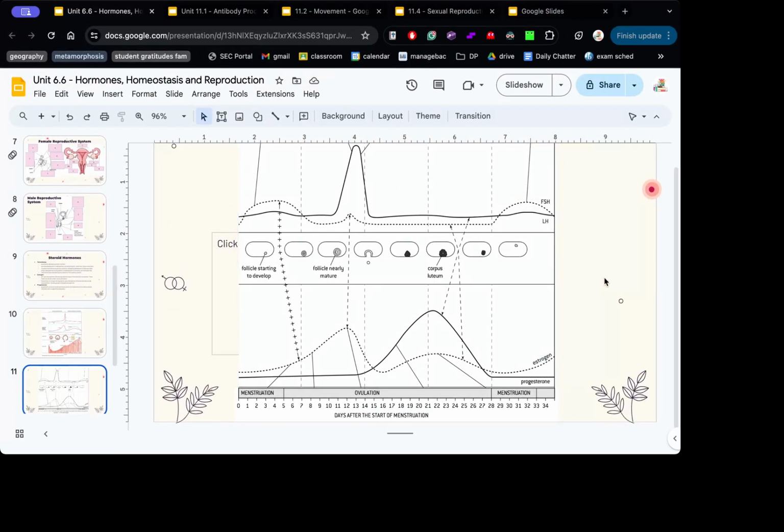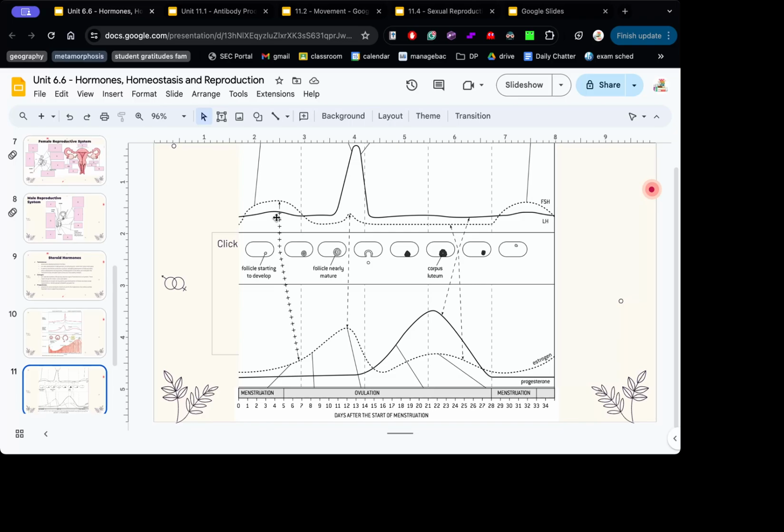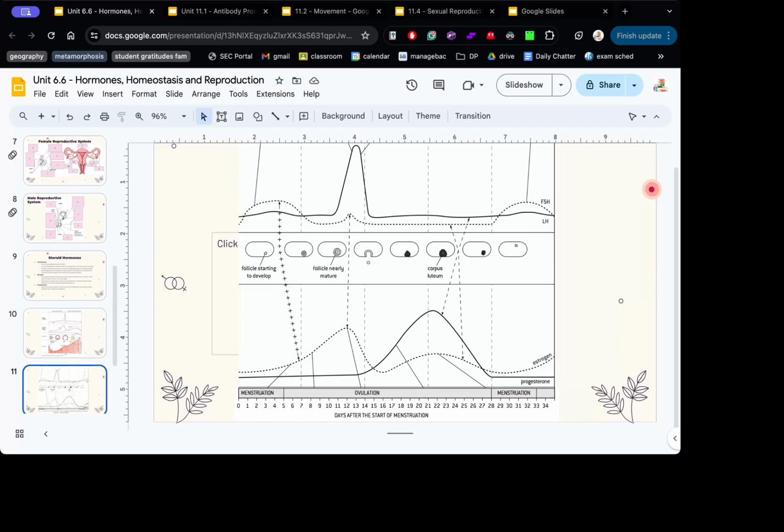Okay, yeah. Questions? Concerns? Issues? Problems? FSH promotes estrogen, which in turn... Okay, so basically at certain points estrogen will promote FSH, but then once it reaches its peak, it will then inhibit FSH. But yes, estrogen promotes LH also, and it surges at ovulation.